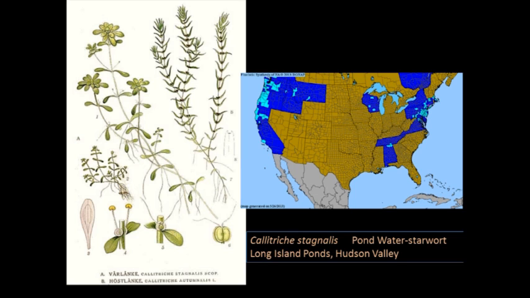Okay, our next one is Callitriche stagnalis. This is pond water starwort. We have 5 water starwort species in New York. 4 of them are native, and this one, stagnalis, is not native, from Europe.